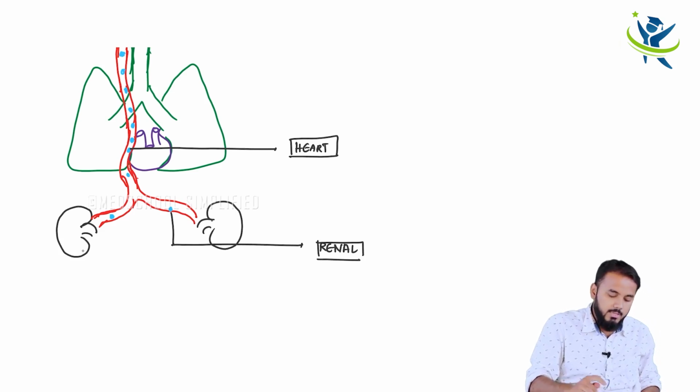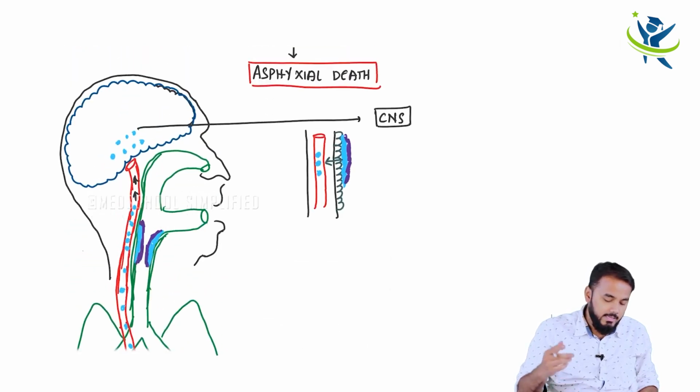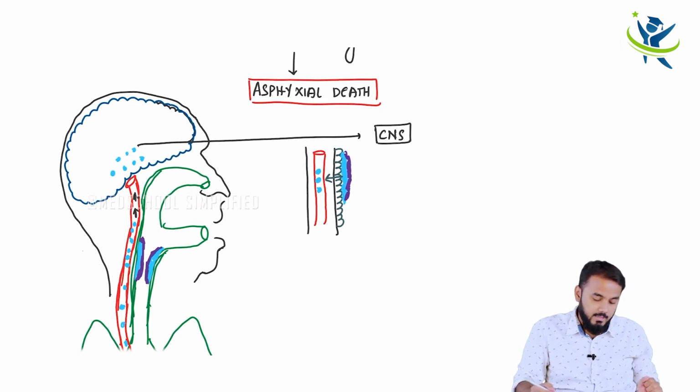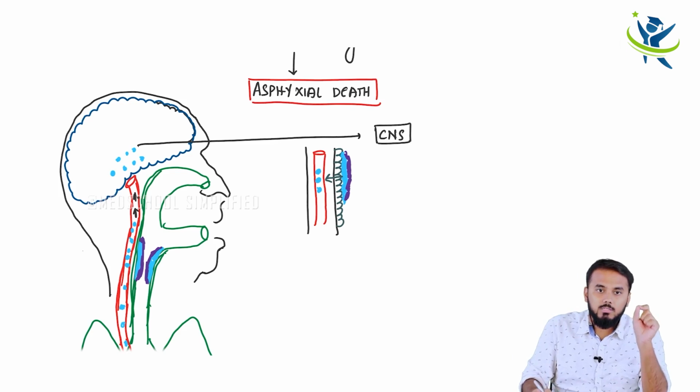You told me there is a problem in the heart, kidneys and the CNS. What are the problems? Can you tell me please? Yes. The moment the bacteria enters into the CNS, it will cause nerve demyelination.